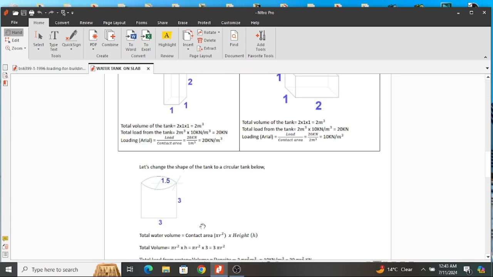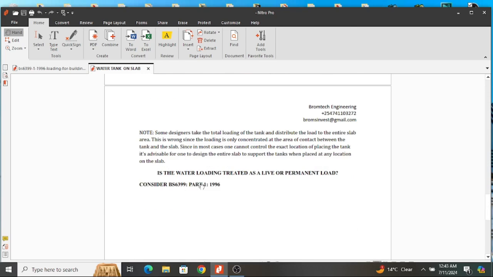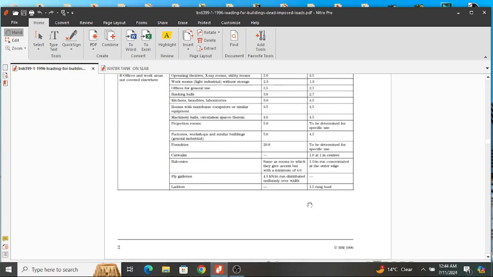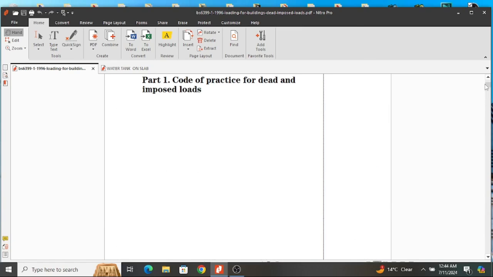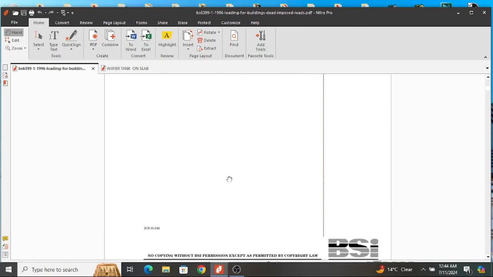I think we can also look at this question here. Is the water loading treated as a live or a permanent load? Remember, sometimes the tank is empty and sometimes the tank is full. Therefore, I am tempted to assume that the loading of my water is a live load. Is that the case? When you consider the British Standard 6399 Part 1, we are going to see how to consider that load. This is the code of practice for dead and imposed loads.